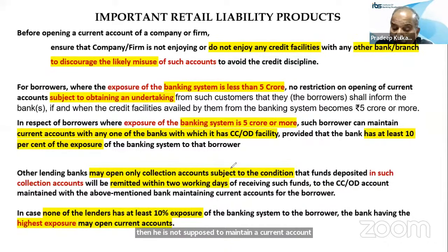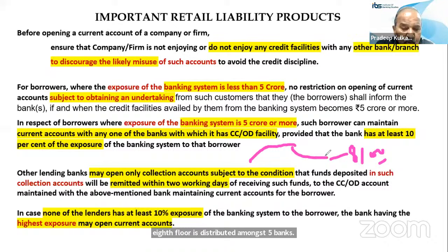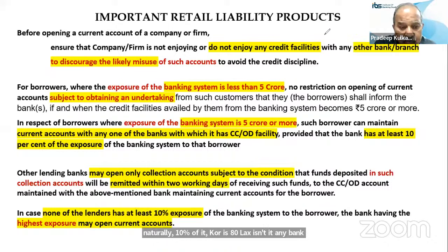He can maintain a bank account only with whom? With that particular consortium bank or group bank which has at least more than 10% of exposure to him. More than 10% means, let us say he is having an 8 crore loan, and this 8 crore is distributed amongst 5 banks. 5 banks put together have given him 8 crore. So naturally, 10% of 8 crore is 80 lakhs, isn't it? Any bank which is giving him more than 80 lakhs loan, now he can have a current account with such a bank only, not with any other bank.